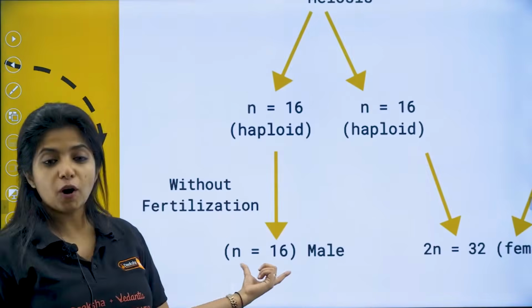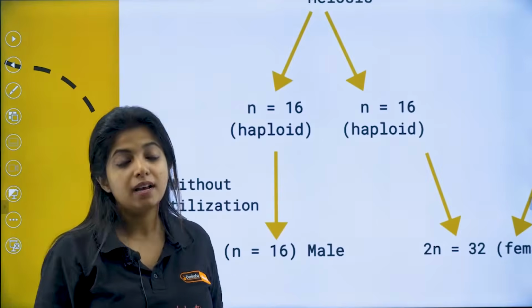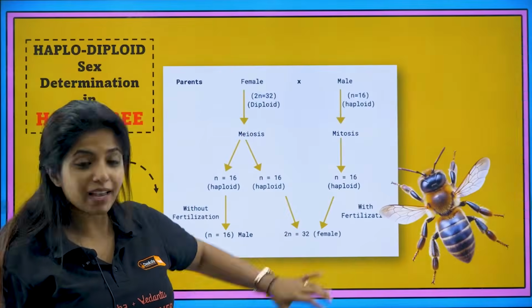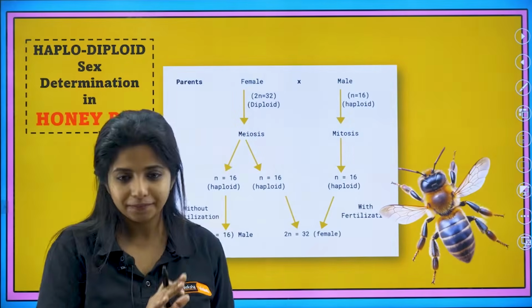So the males that will be formed, my dear children, will always have half the number of chromosomes. They are going to be haploid. But the females, definitely, are going to be diploid. Okay, so if fertilization is happening, then female. If fertilization is not happening, then male.